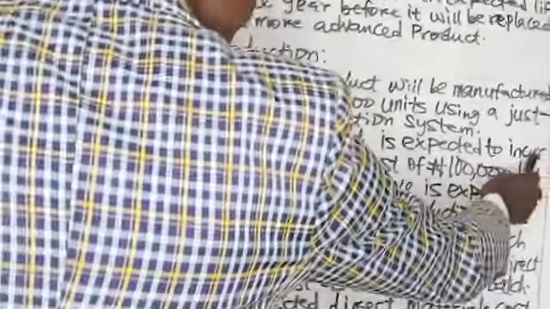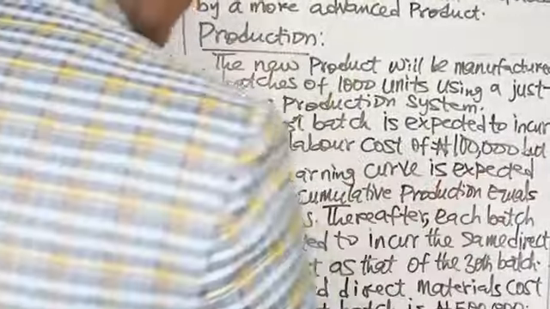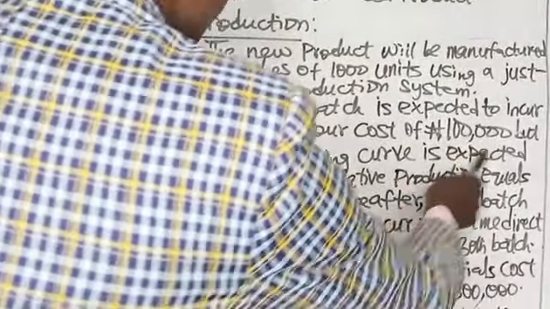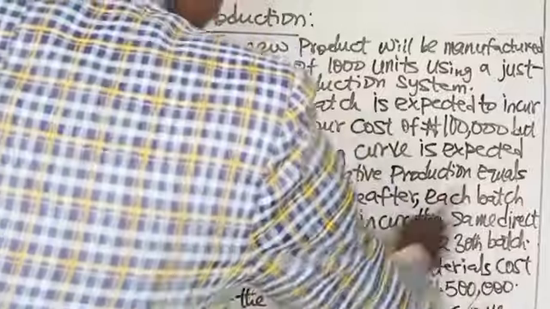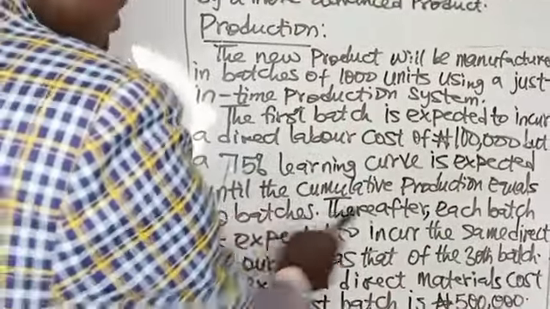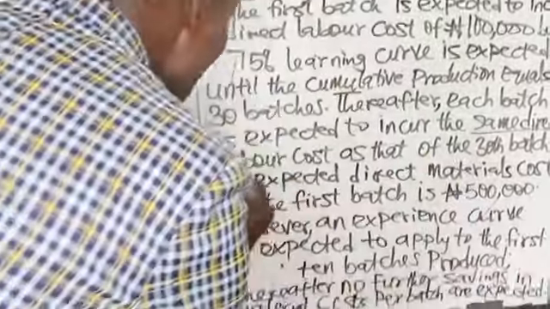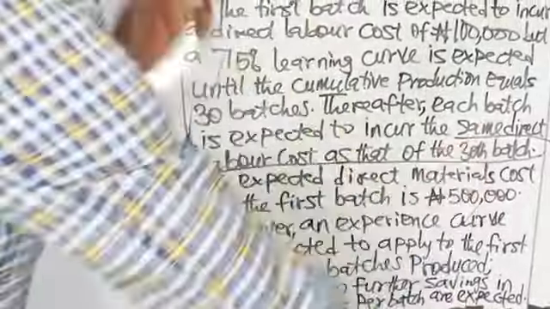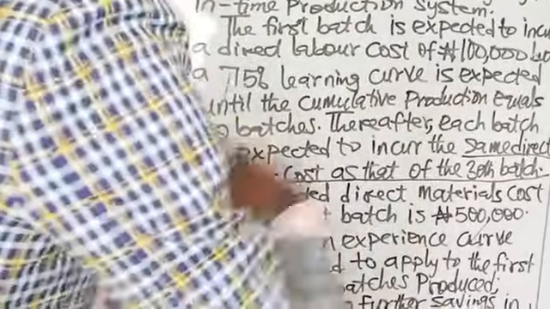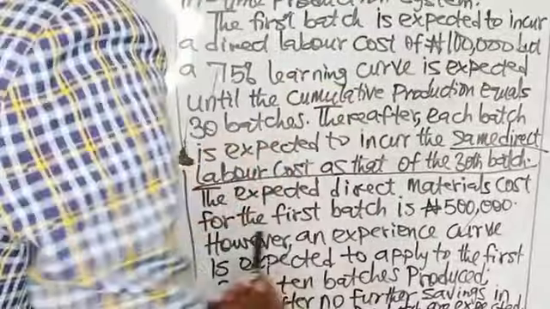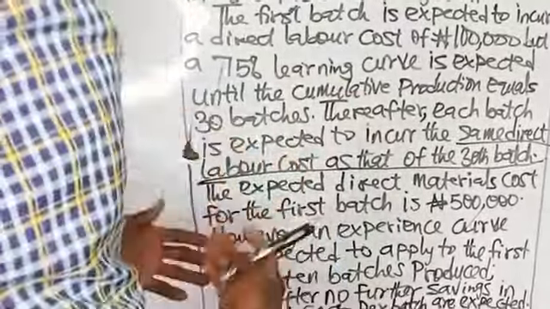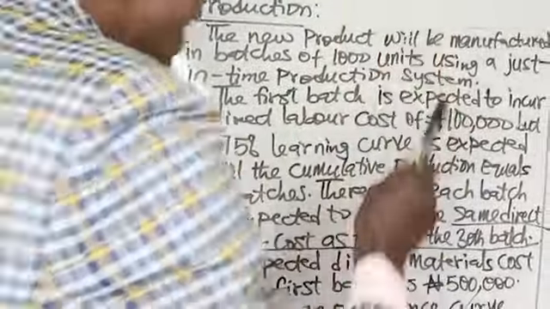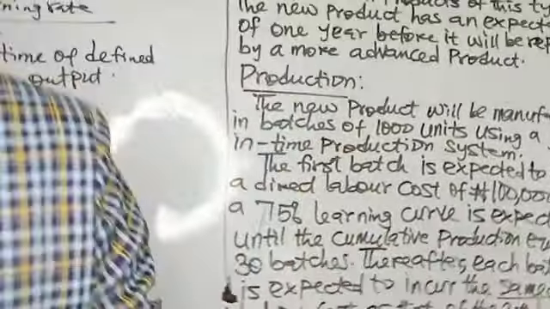The first batch is expected to incur a direct labor cost of 100,000, but a 75% learning curve is expected until the cumulative production equals 30 batches. Thereafter, each batch is expected to incur the same direct labor cost as that of the 30th batch. That means the cost incurred at the 30th batch is what will be incurred at each successive production. Please take note of that.